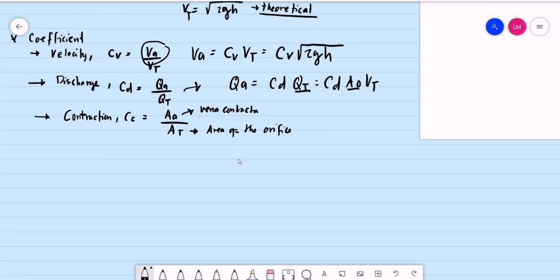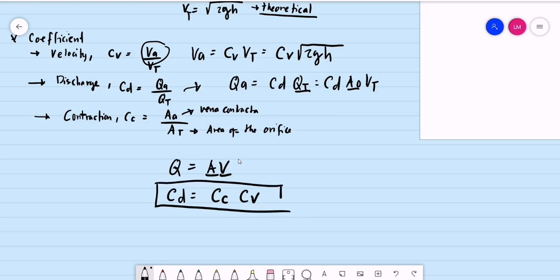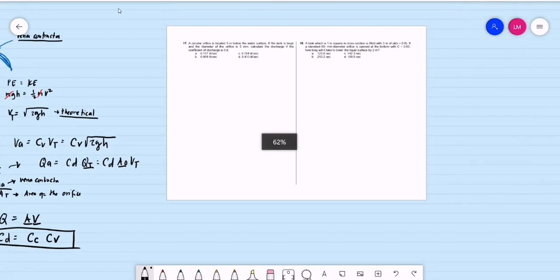Now, if we recall our concept for discharge, discharge is equal to area times velocity. What is the coefficient for discharge? It is C sub d. When it comes to area, the coefficient is the coefficient of contraction. Then when it comes to velocity, the coefficient is the coefficient of velocity. So this will be the relation for the coefficients. Okay, so let's have an example.